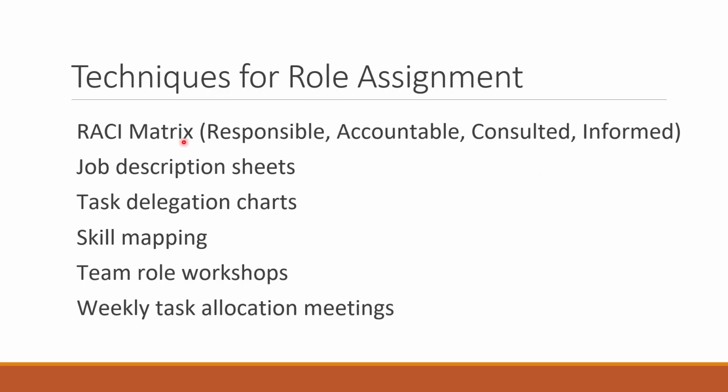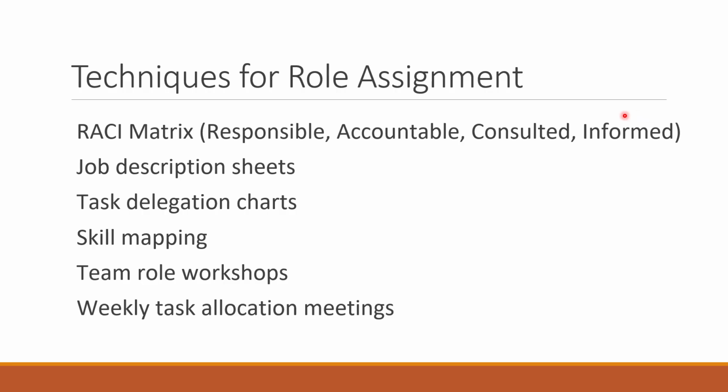Let's now understand the techniques of role assignment. Organizations use several structures and techniques to assign roles effectively. We will be talking about some popular ones. One is the RACI matrix, where R stands for responsible, A is accountable, C is consulted, and I is informed. This method clearly shows who is doing the work, who is accountable, who needs to be consulted, and who must be updated.